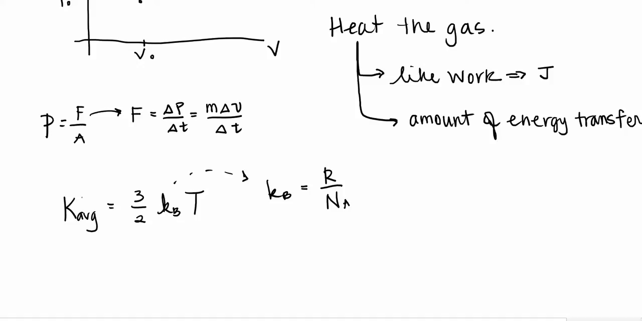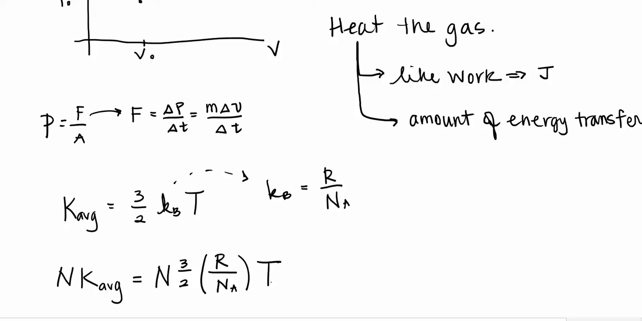So if I wanted to find the total kinetic energy of all the particles inside the container, what would I have to do to that average kinetic energy? Multiply it by the number of particles. Yes, multiply it by N, the number of particles. And so that means I would be multiplying N times 3/2 k_B, which is the same thing as R over N_A, Avogadro's number, times T. And the number of particles divided by the number of moles is the definition of Avogadro's number.